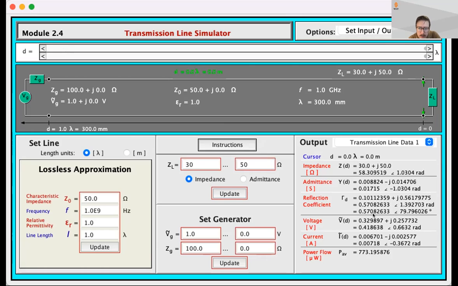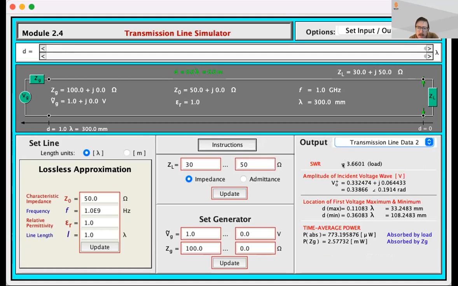So let's see here. Our reflection coefficient, right? This is what we got, right? Does this look correct? 0.57, angle 79 degrees. That's what we got. Yeah, that's correct. Let's see. What else does this show? In the data 2, right? This is the standing wave ratio, S. So we got 3.66. So this is also what we got.